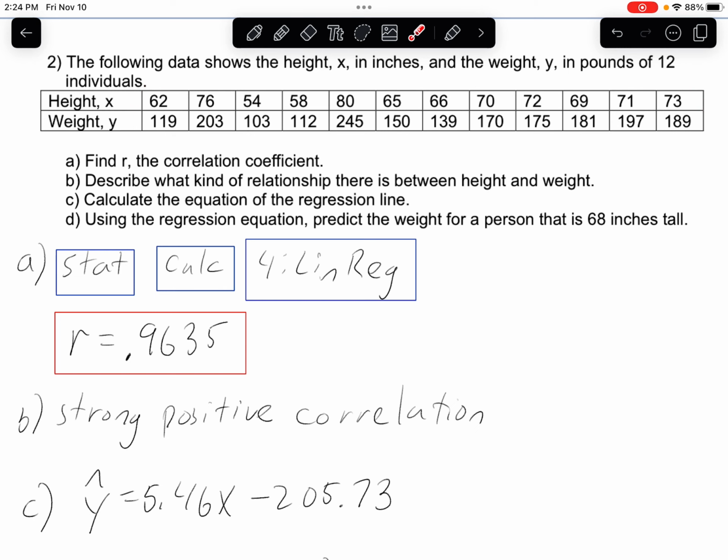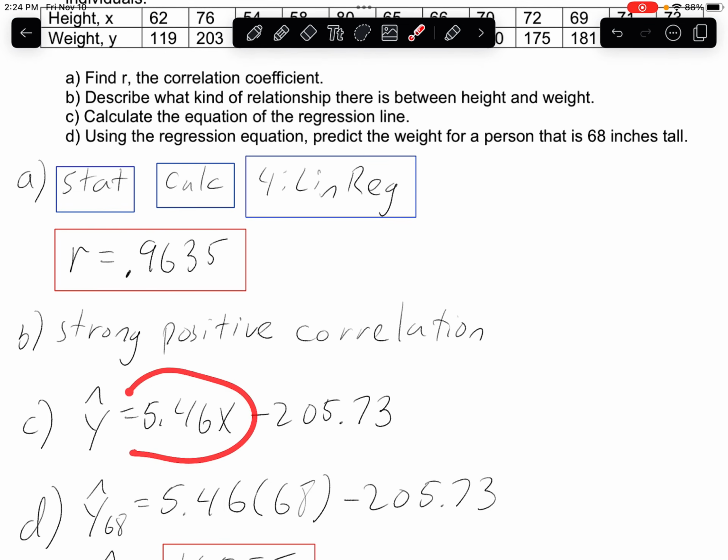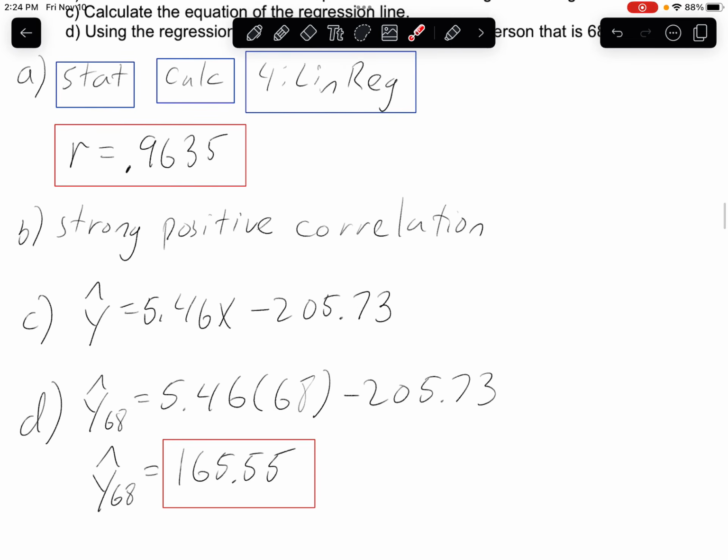So let's take this 5.46 times x, and we'll plug in 68 for x. We'll work that out in our calculator: 5.46 times 68, and then minus 205.73 is going to equal a predicted weight of 165.55 pounds.